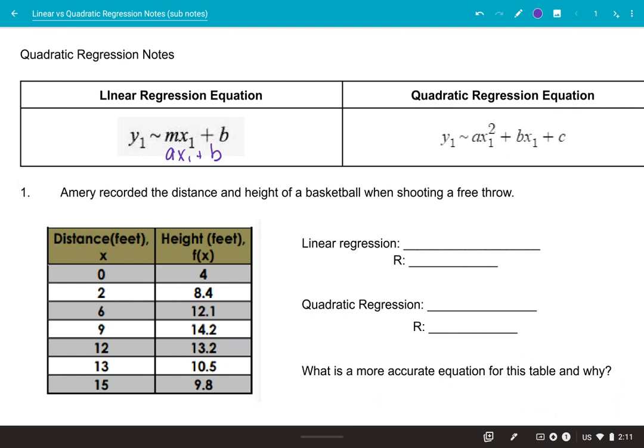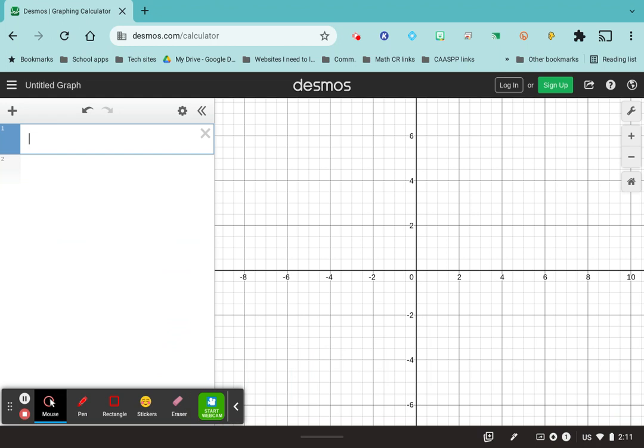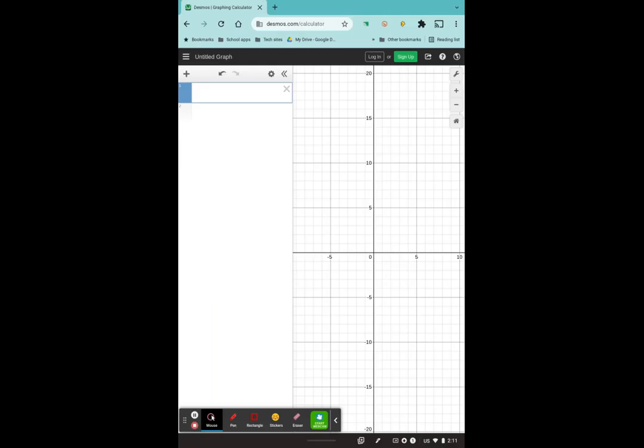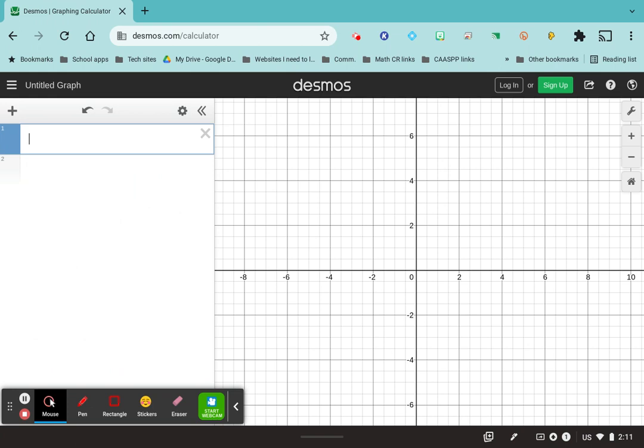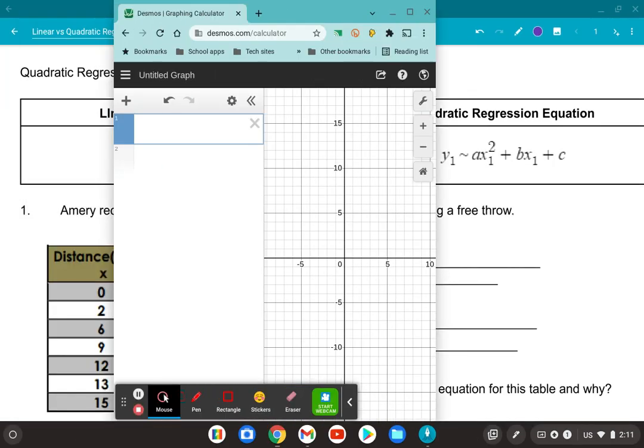Let's see. Sorry, I need to turn the computer around so I can get it to partial. There we go. Now we can do partial.